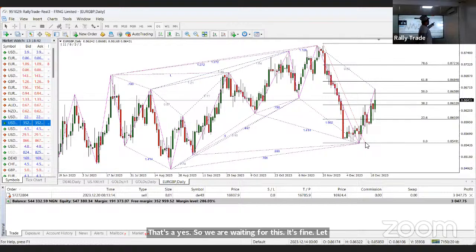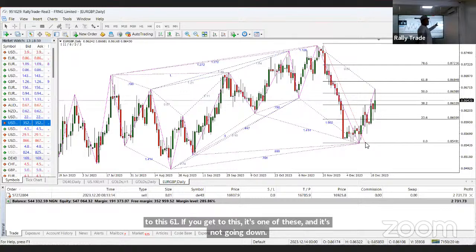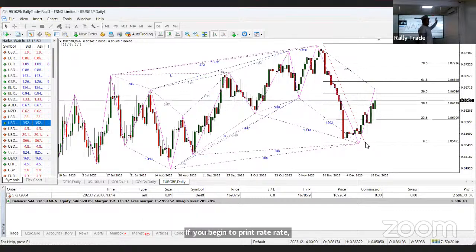Let it print this green up to this 61. If you get to this 61 and it's tired and it's not going down, if you begin to print red up to 38, and it's not printing green again up to 78, we now hammer it big at that level and collect a lot of money. Hammer it big and collect big money. Right? That's on D1. Now let's look at H4.